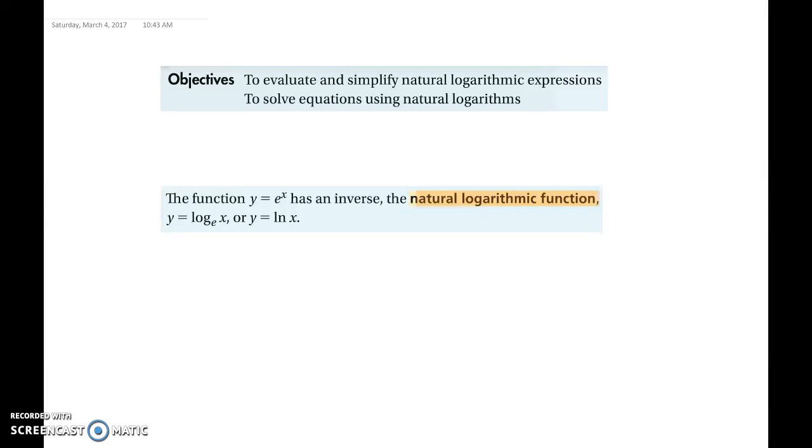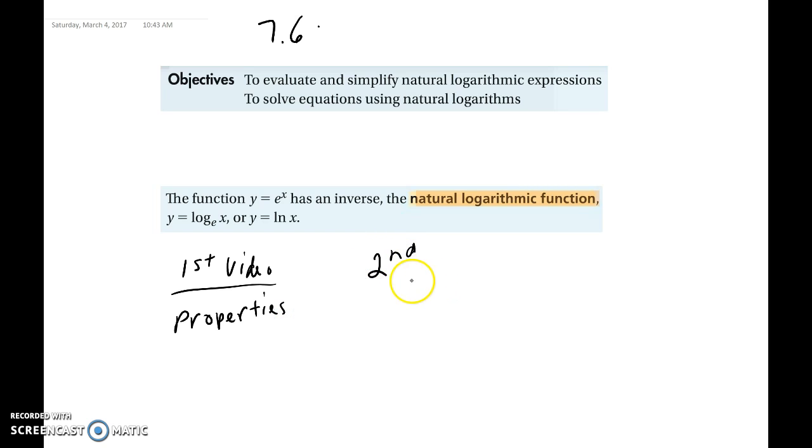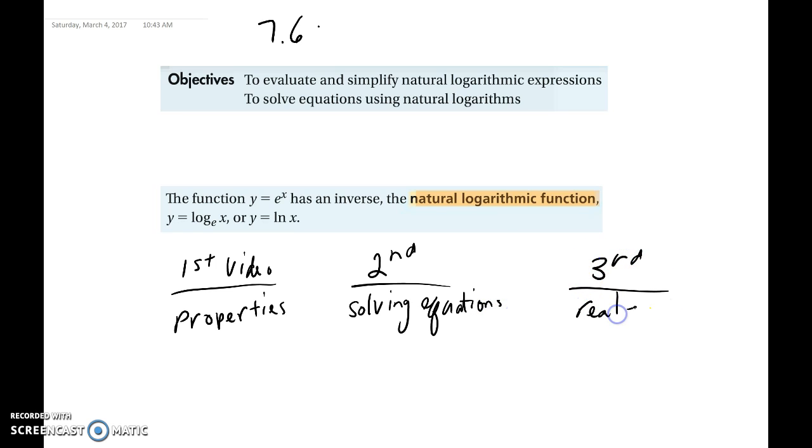All right, so now we're going to move on to the last section of this chapter, and that'll be section 7.6. This is going to be broken up into 3 videos, and the first video will just be talking about natural logarithms and also showing properties. The second video is going to be solving equations. And then the third video is going to be a real-world example.